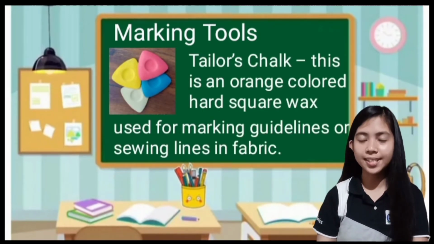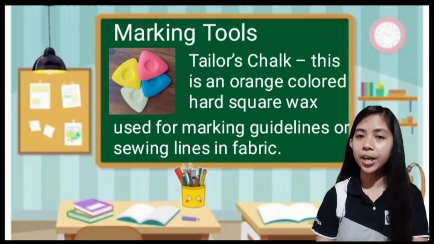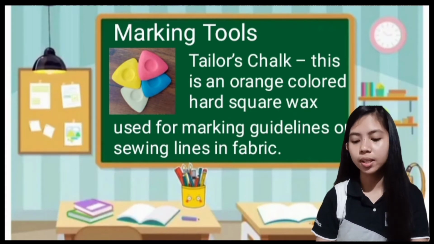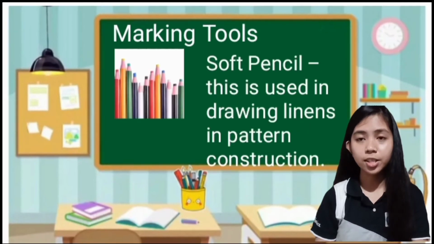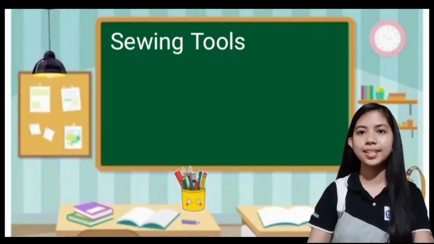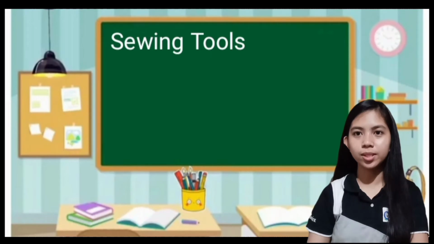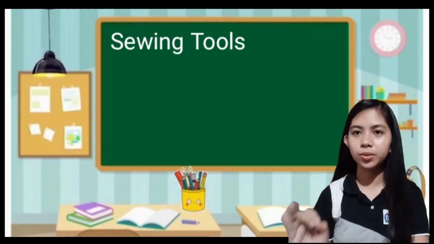Tailor's chalk is used for marking guidelines or sewing lines on a fabric. Next is a soft pencil. Soft pencil is used in drawing lines in pattern construction. Last is the sewing tools. We have 7 sewing tools.